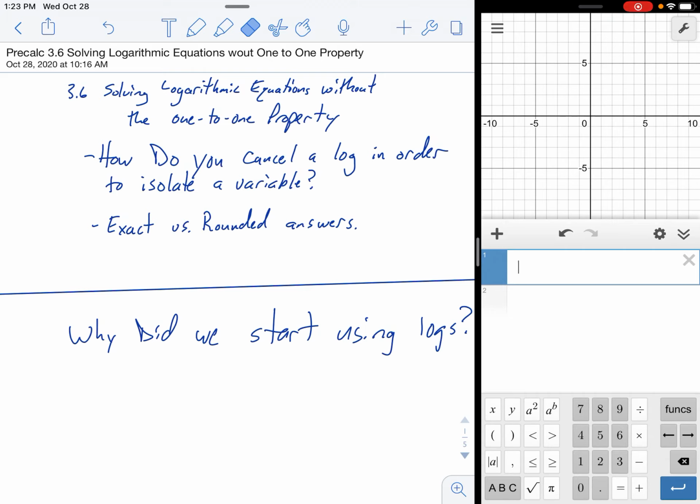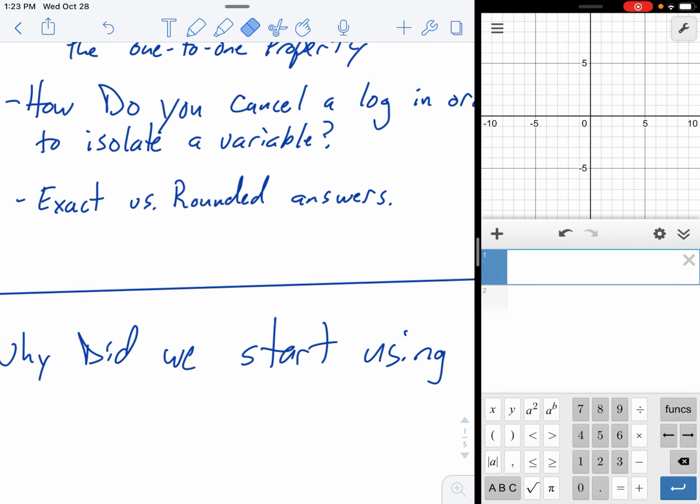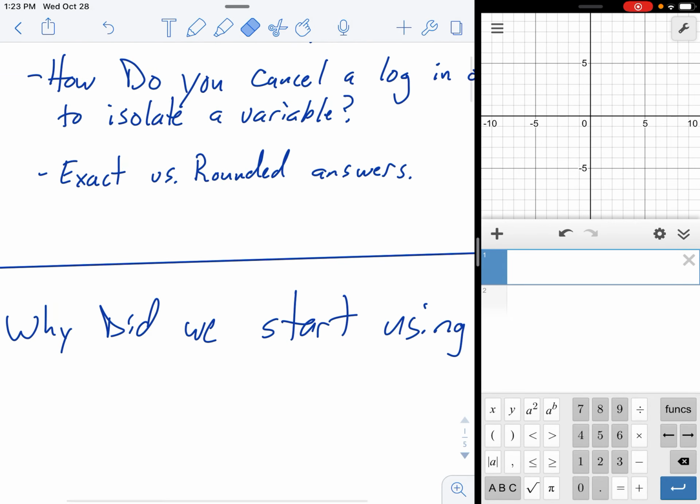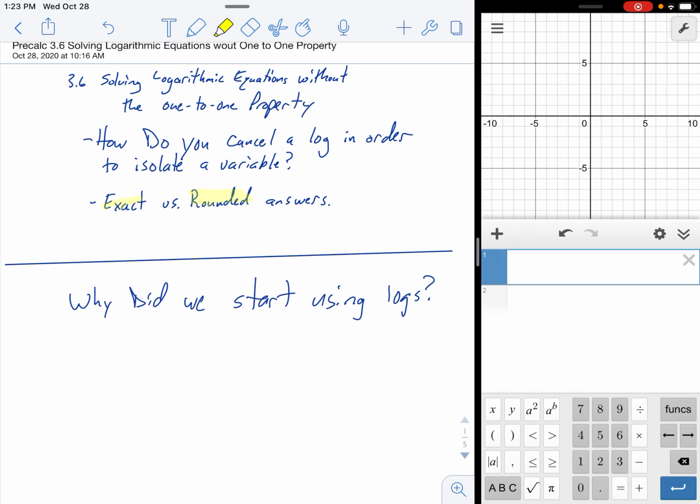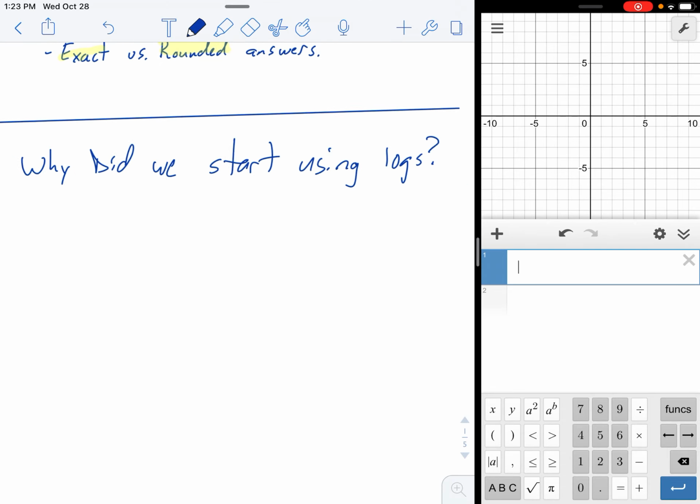We did 3.5 solving with the one-to-one property, where you basically cancel logarithms on both sides. The question is, what if there's a logarithm on one side but no logarithm on the other? How do you cancel out a logarithm so that you can isolate a variable? So that's what we're going to be doing. We will have some problems where there's exact answers, and we'll have some answers that are rounded to like 4 decimal places. Today there will be no extraneous solutions, so we don't have to have that hassle like we did on the previous lesson. Before we get started, why did we start using logs?